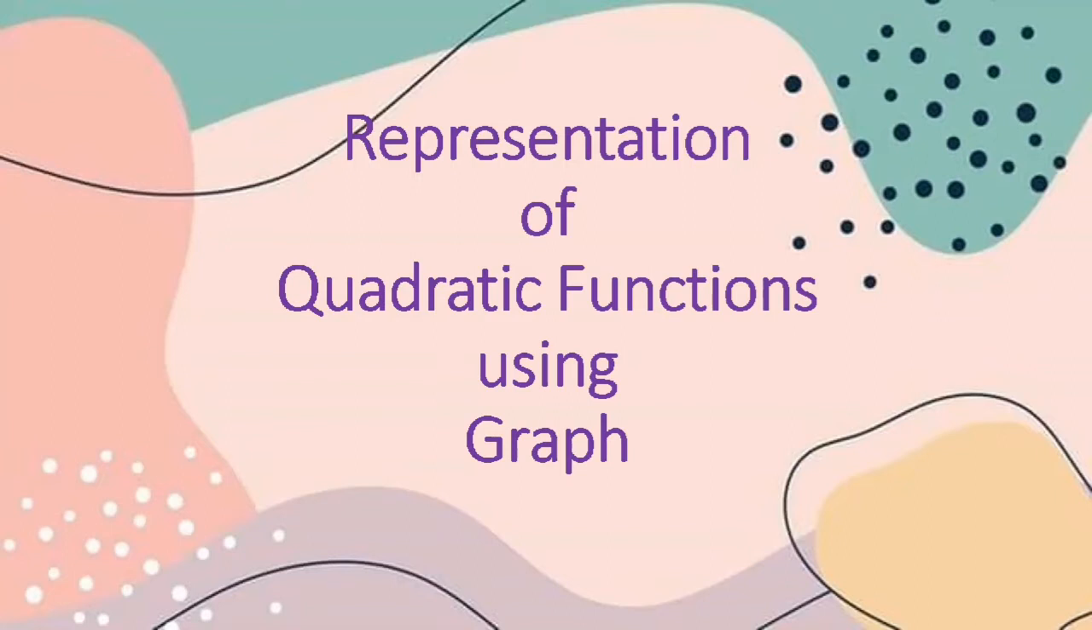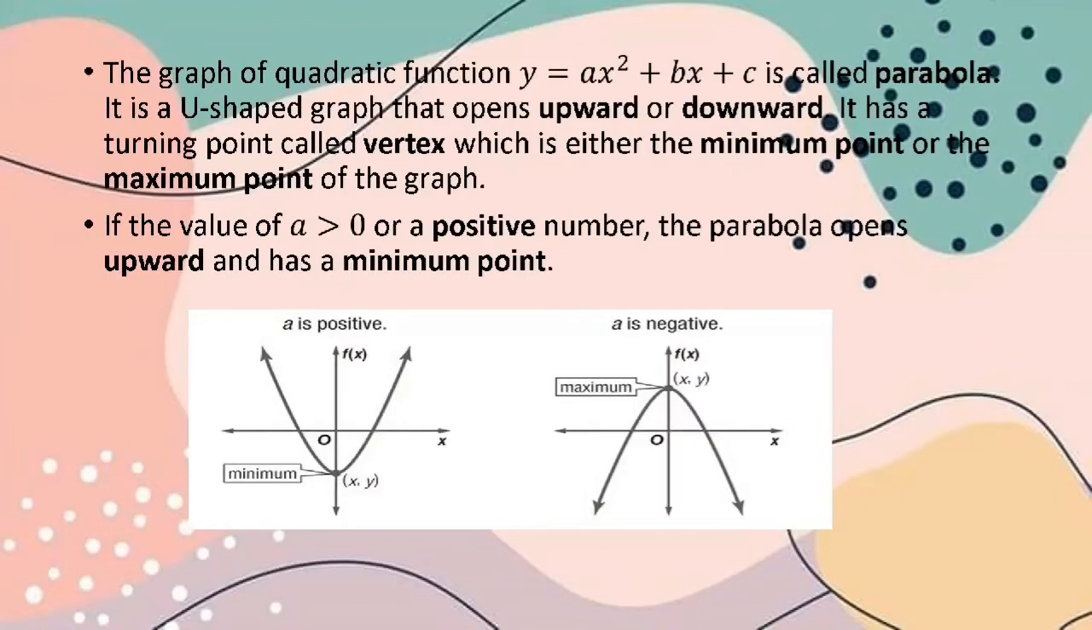So let's proceed. The graph of the quadratic function is called parabola. So this was discussed last video. And then the parabola is a U-shape that opens upward or downward. So pag sinabi natin upward or downward, meron tayong maximum or minimum point. So pag upward, we have the minimum point, and kapag downward naman, we have the maximum point.